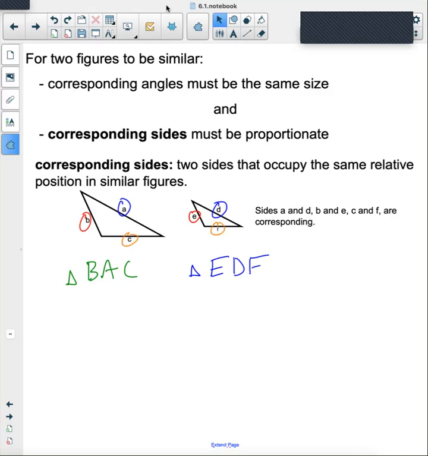Okay, and remember that the sides are across from those angles. So if that is side C, those are going to be angle C and angle F. Across from side D, we will have angle D, and across from side A, we'll have angle A, and lastly, across from side B, angle B, and across from side E, we will have angle E. Okay, so corresponding sides and angles are those that are in the same location.